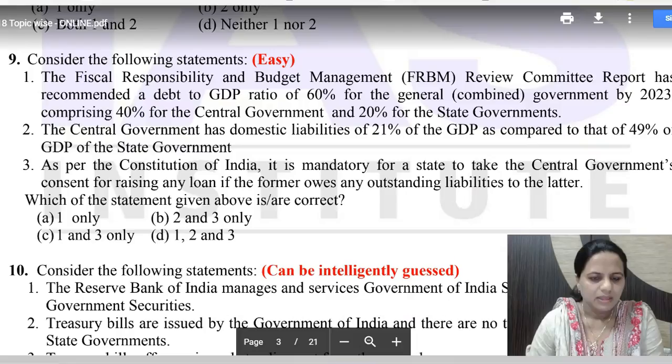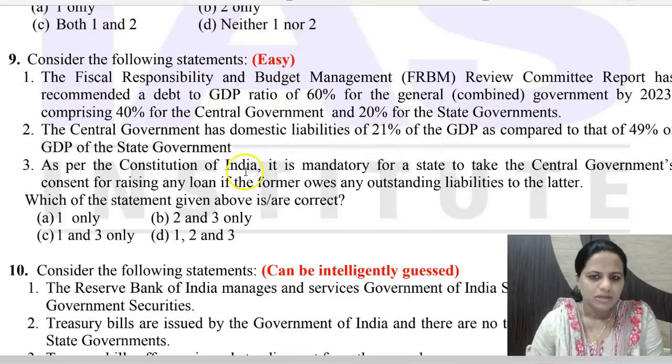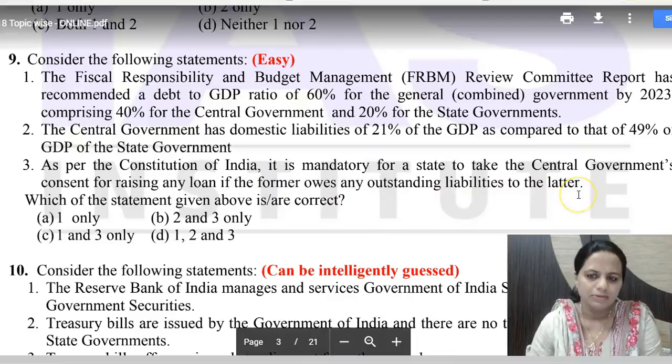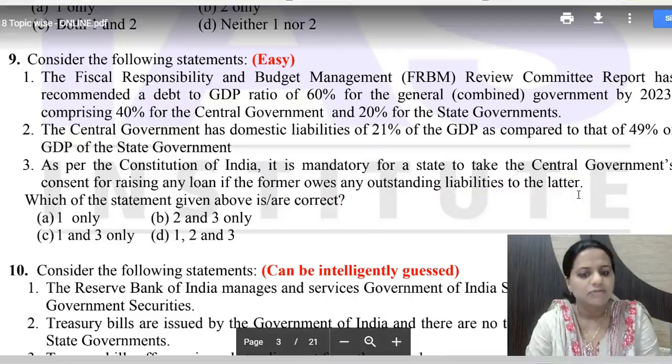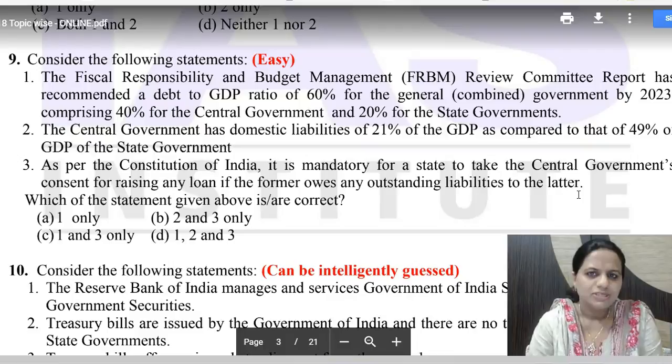So here again, you can see, the correct answer here is C. The central government's domestic liabilities, this has been reversed. Actually, central government's domestic liability is 49% of GDP, and state governments have a liability of 21%. And of course, as per the constitution, it is mandatory for a state to take central government's consent for raising any loan if the former owes any outstanding liability to the latter. So if central government has money due from states, then states have to take the central government's consent. So third is correct. First is correct. In second, it is the percentage here, 49-21%, which has been interchanged. Of course, that may become a little tricky, but it was directly from Current Affairs.